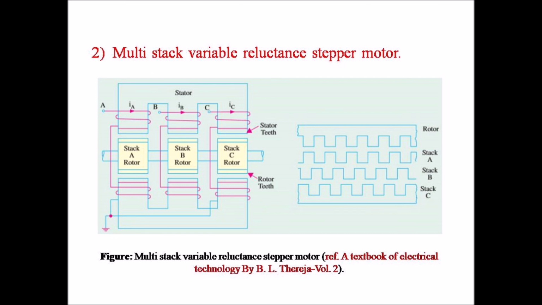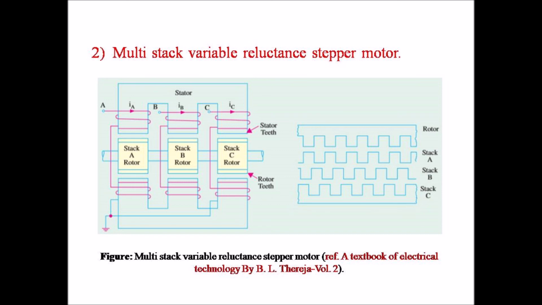Both the stators and the rotors have the same number of poles. In multi-stack variable reluctance motors, 3 stacks are the most common. It may also employ as many as 7 stacks. The figure shows a 3 stack variable reluctance stepper motor.